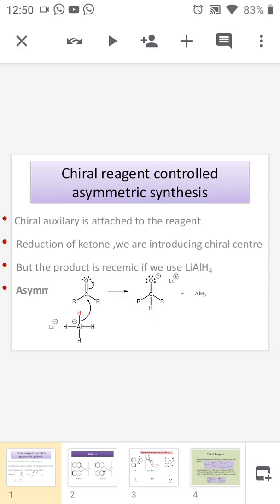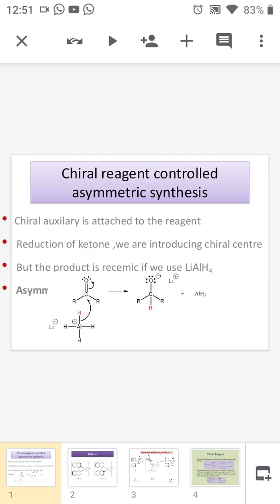Good afternoon, everybody. Today we are discussing the next topic, that is chiral reagent controlled asymmetric synthesis. As the name stated, chiral reagent controlled asymmetric synthesis means the starting material is an optically inactive compound, but the reagent is an optically active compound. Sometimes the reagent may attach to a bulky group like a chiral auxiliary, and this will work as a reagent in the asymmetric synthesis. So consider the reduction of a ketone.